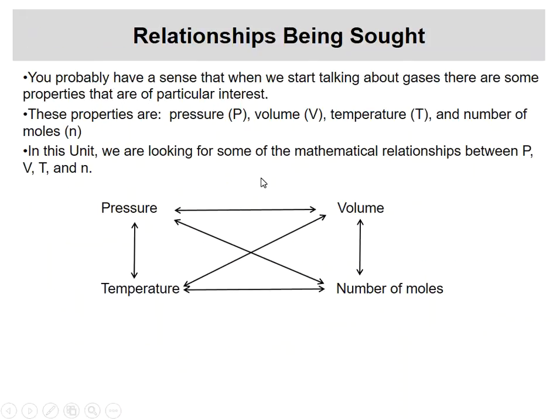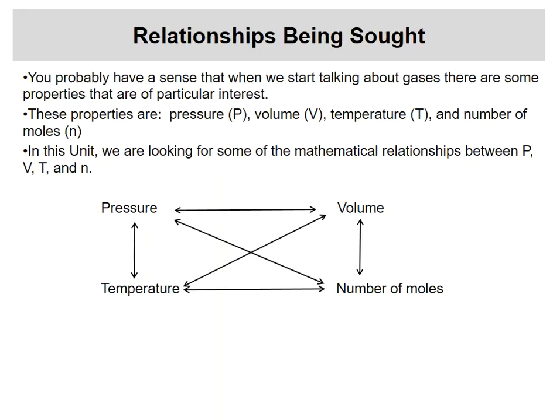So let's take a look at what we're trying to put together here. When we talk about a gas, there's really four different variables, four properties we like to think about in terms of measured things. One is the pressure. How much pressure does a gas exert? Second one is the volume. What is the volume of the container that the gas is in? T is the temperature of the gas. And then n is the number of moles of the gas. So we have those four properties to work with.